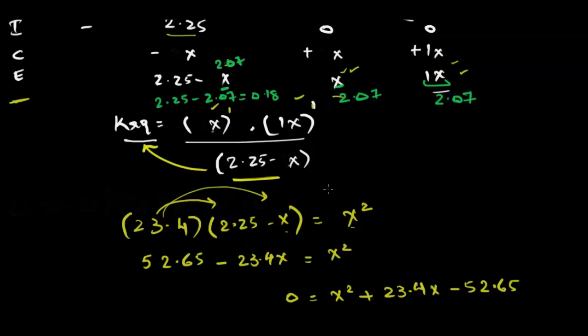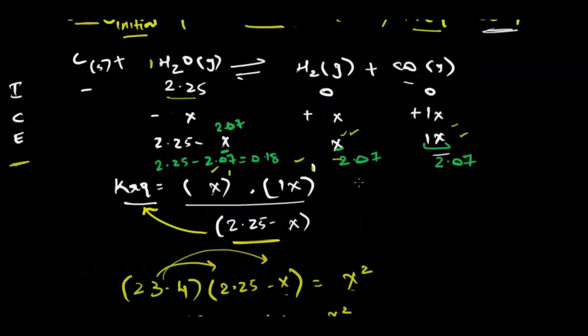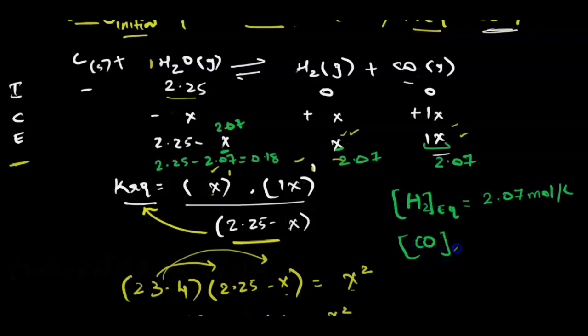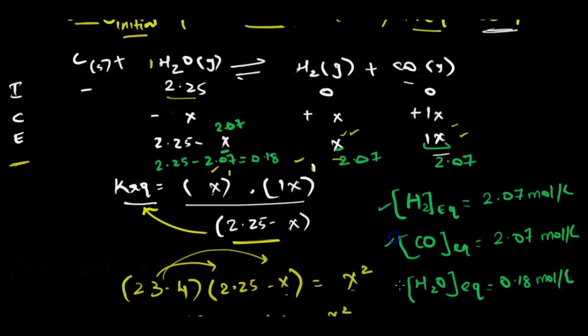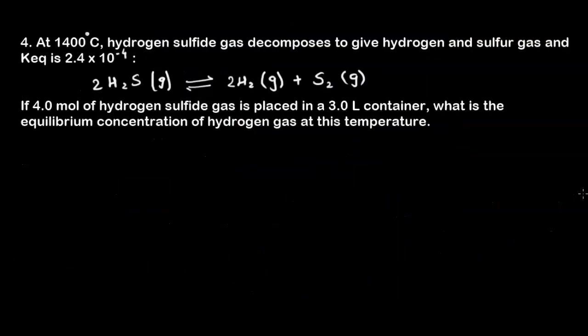Therefore, the equilibrium concentration of hydrogen is 2.07 moles per liter. Similarly, the equilibrium concentration for carbon monoxide is 2.07 moles per liter again, whereas the equilibrium concentration of water is 0.18 moles per liter. So this is how we get equilibrium concentrations using the K equilibrium value. Let's do the last question.